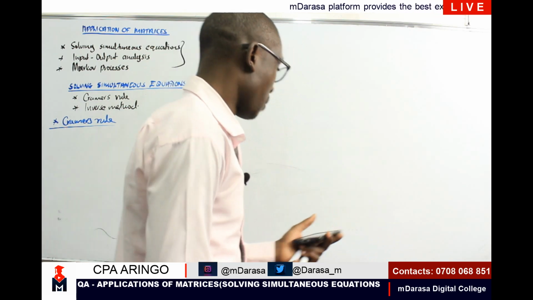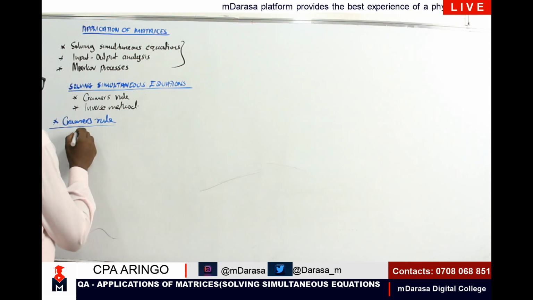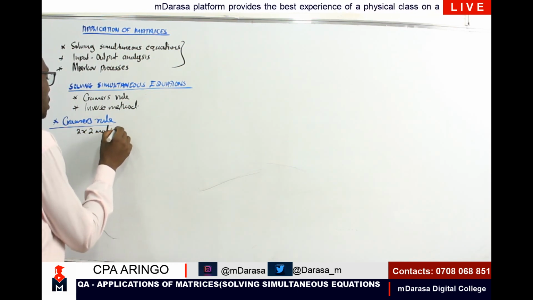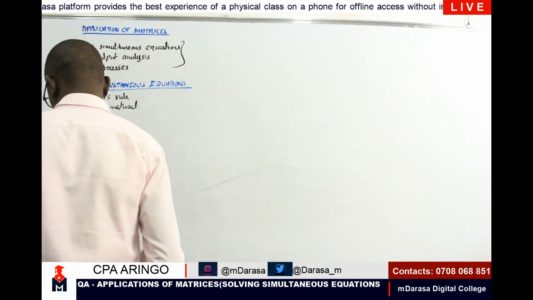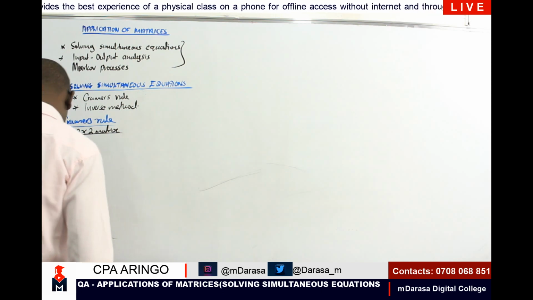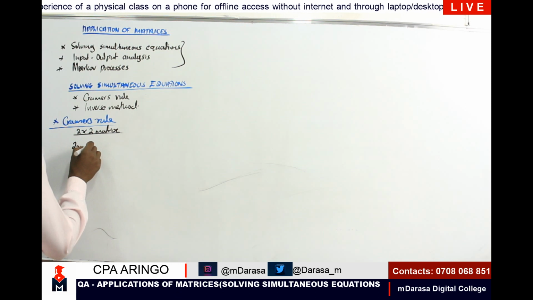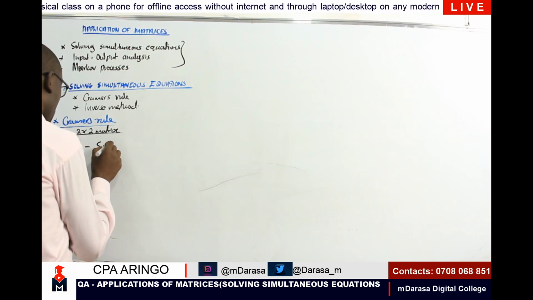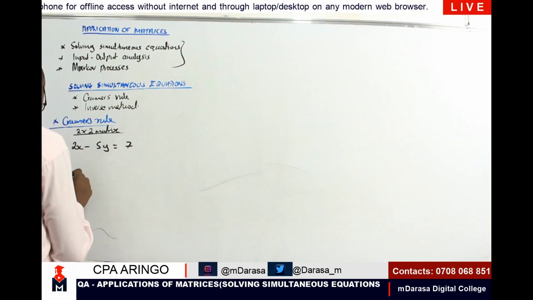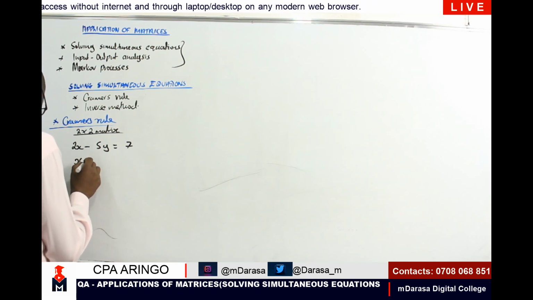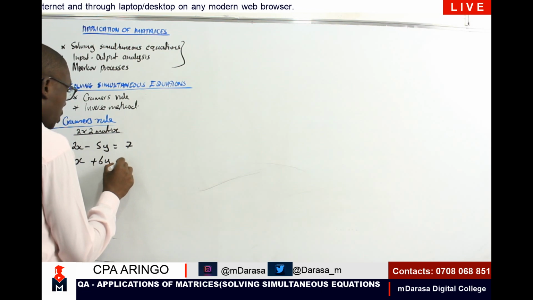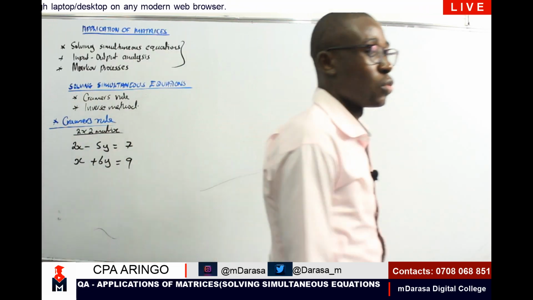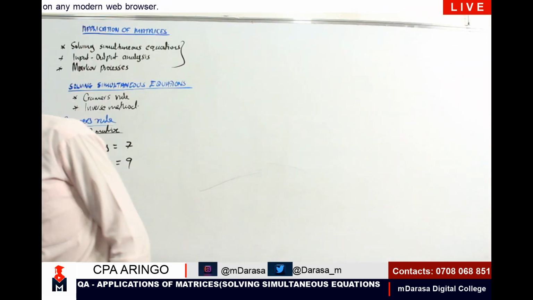For us to understand this concept clearly, take for example this illustration. Let us start with a 2x2 matrix. By now, I know we are very familiar with the order of a matrix, looking at 2x2. Take for example this case. We can have 2x minus 5y equal to 7. Then we also have x plus 6y equal to 9. This is the equation that I want us to consider. I want us to use Cramer's rule.